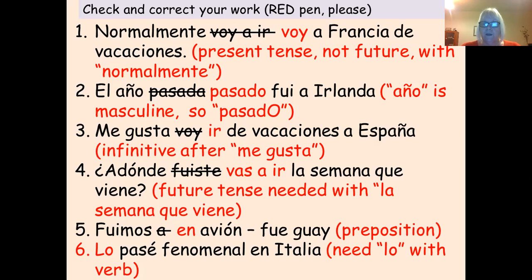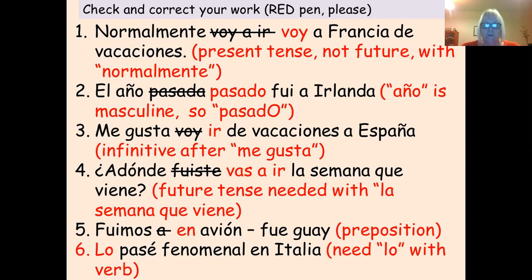So you can do this in 2 ways. You can either change the verb, as I've done, or you can change the time indicator. And instead of saying next week, you can say last week. Either way, you need to make them match.